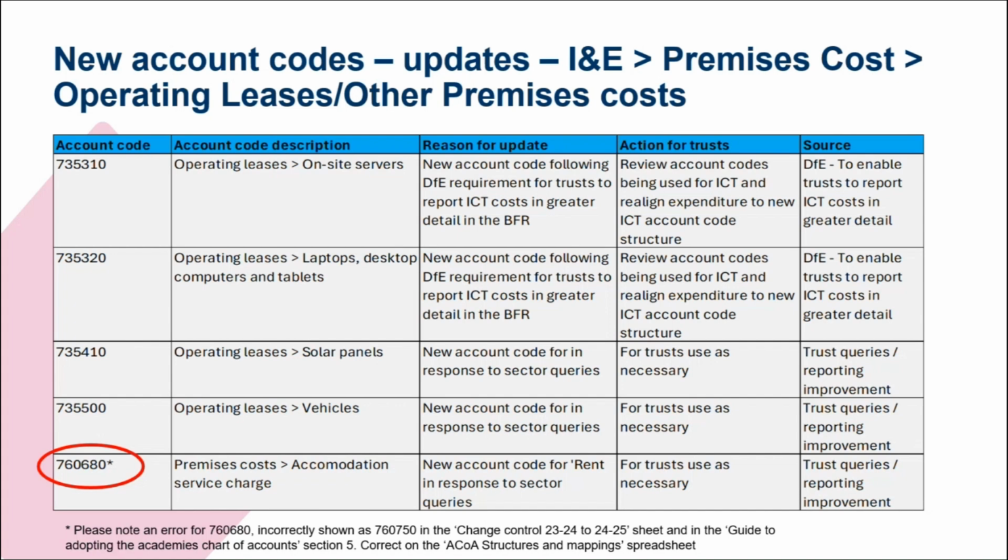And just as a note there, I've circled that last one because it's actually showing incorrectly. It shows correctly on the Academy chart of accounts itself, but there are a couple of places where it's got slightly the wrong code on it. So as soon as we've had the election, we'll be able to update the web page and put the correct account code in there. But it is correct on the chart of accounts itself.